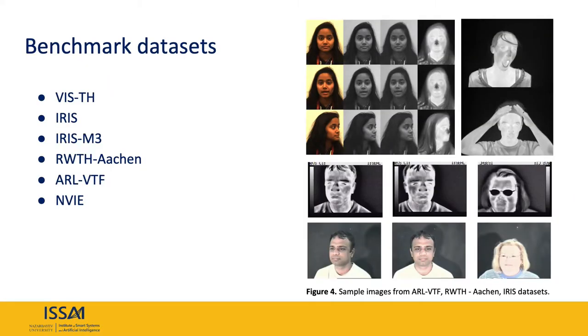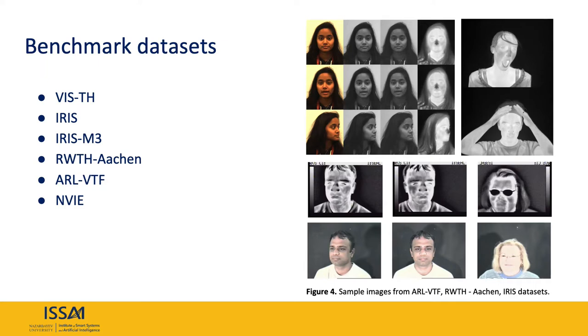There are many databases designed for face detection in the visual spectrum, but only a few relevant thermal face databases have been introduced so far. Here is a list of some commonly used thermal face databases. IRIS, IRIS-M3, and NVIE datasets were taken in controlled conditions under different illumination conditions. IRIS-M3 also contains natural outdoor illumination images. However, these datasets do not have annotations for bounding boxes.